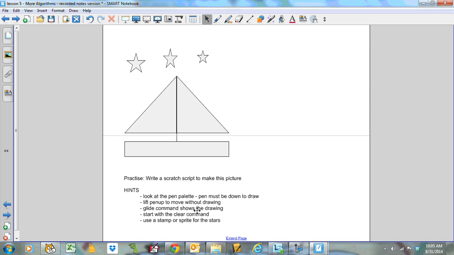The glide command will show the drawing. Start with the clear command so that if you mess up, it always clears the screen for you. And I would encourage you to use a stamp or sprite for the stars. Or if you want to try to draw them too, that's perfectly all right.